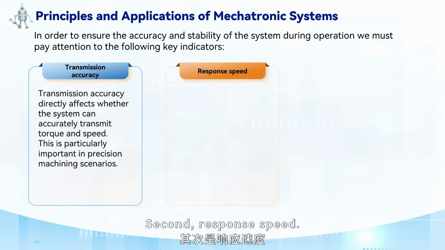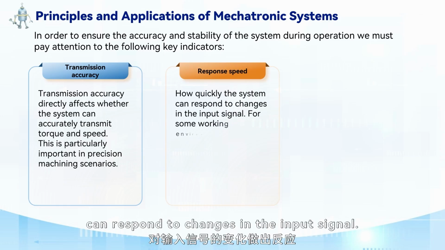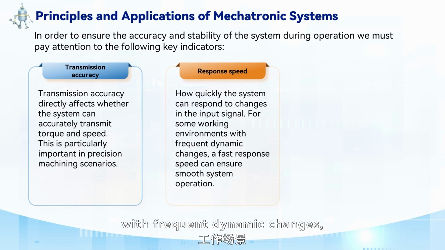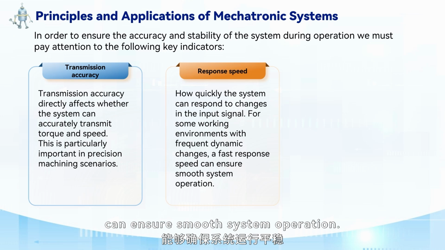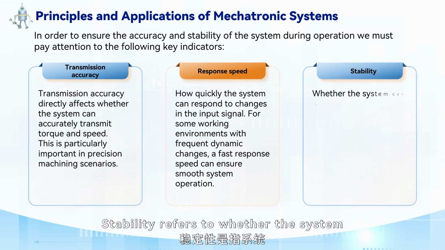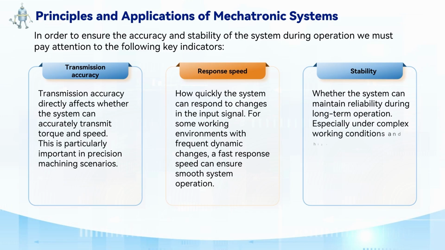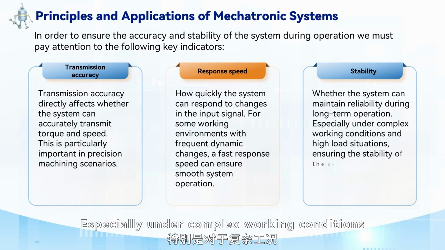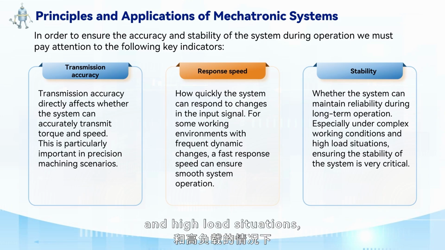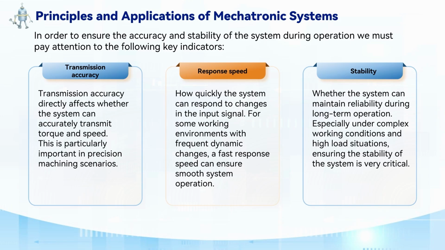Second, response speed. Response speed refers to how quickly the system can respond to changes in the input signal. For some working environments with frequent dynamic changes, a fast response speed can ensure smooth system operation. Finally, stability. Stability refers to whether the system can maintain reliability during long-term operation, especially under complex working conditions and high-load situations. Ensuring the stability of the system is very critical.